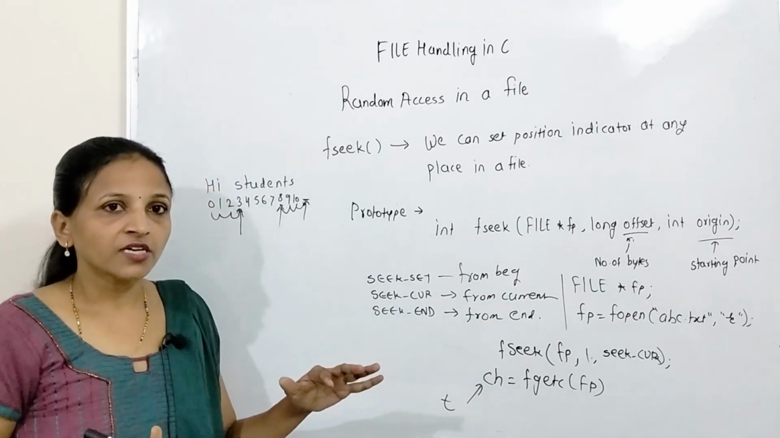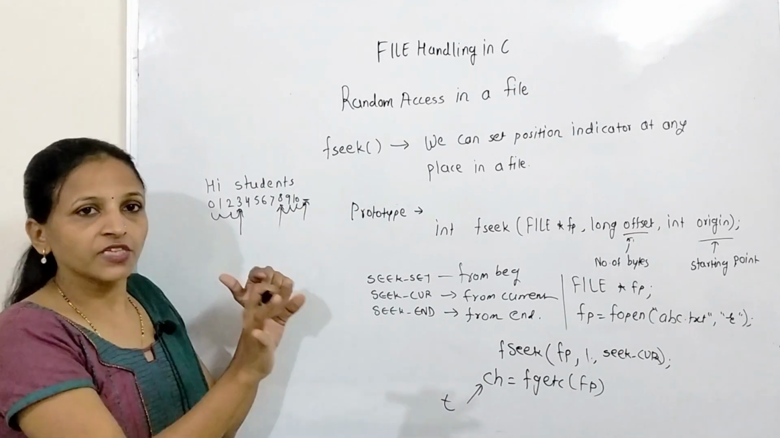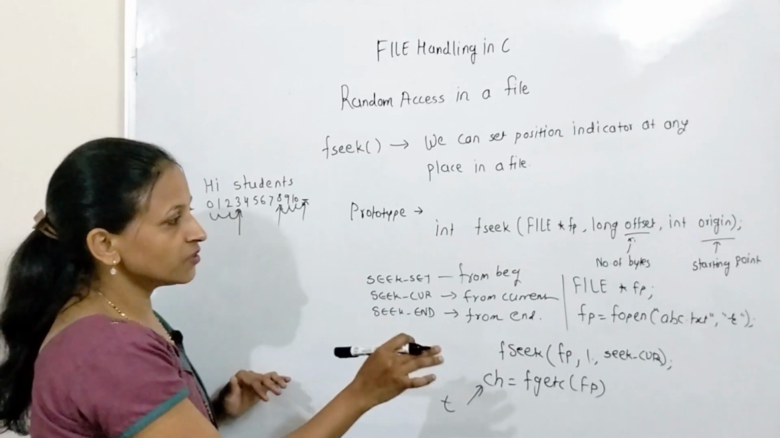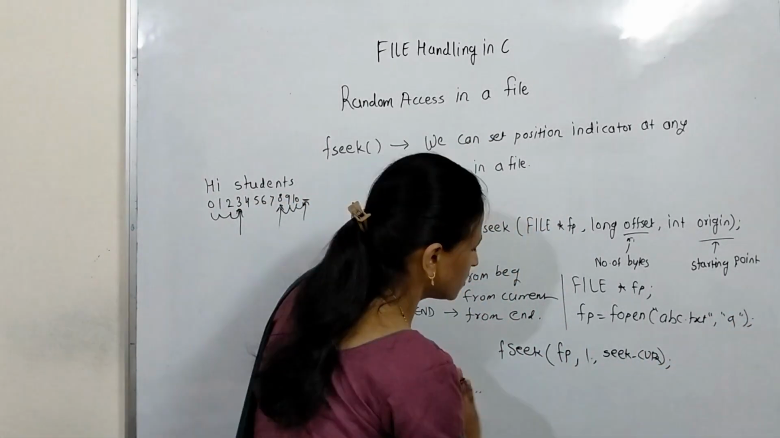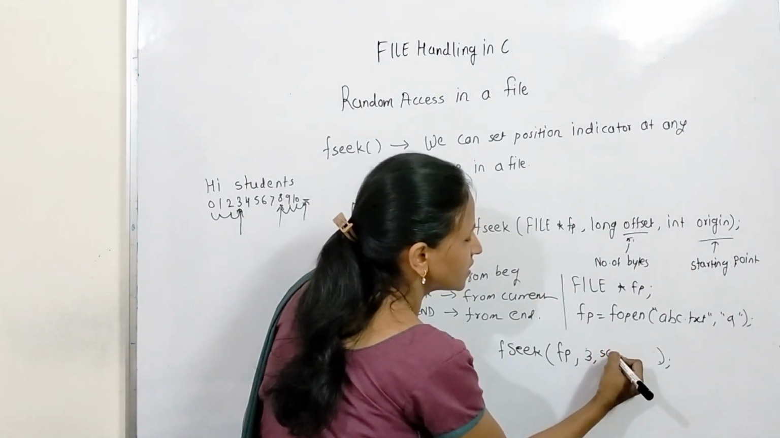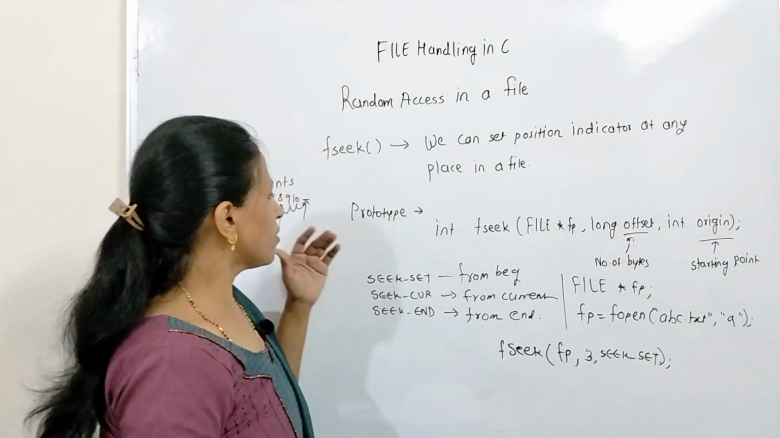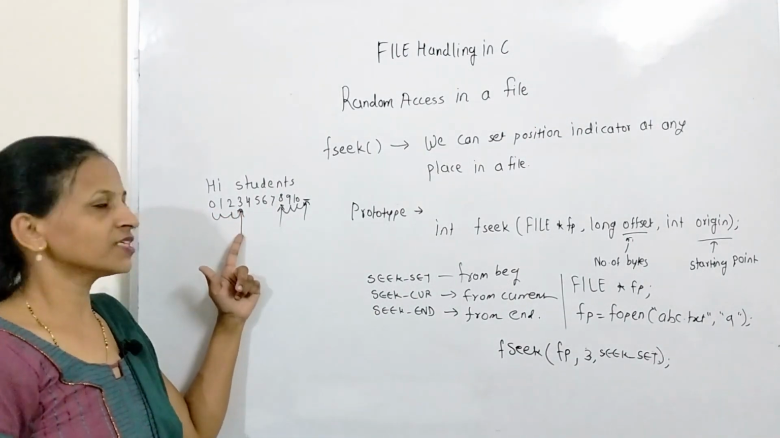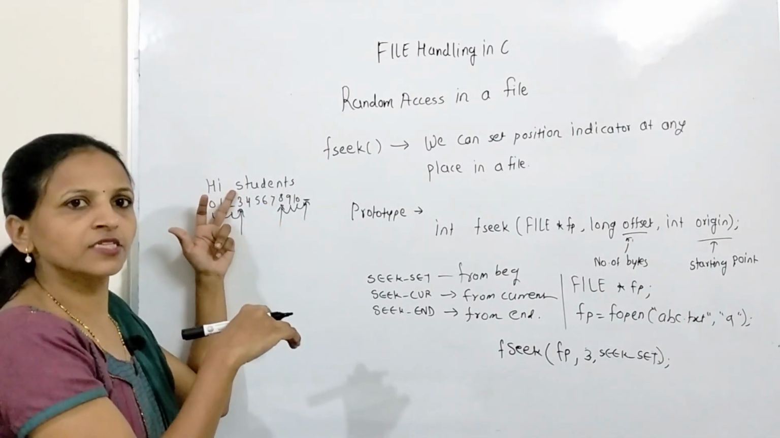If you have opened that file in append mode, then you can move that file pointer to any position with the help of fseek function, but you cannot modify the contents. Let us see, we have opened that file in append mode, and currently I am moving 3 positions forward from the beginning. I have written here SEEK_SET. From SEEK_SET, means from the beginning, I am moving that file pointer 3 positions forward, means currently the file pointer is at the 3rd byte.